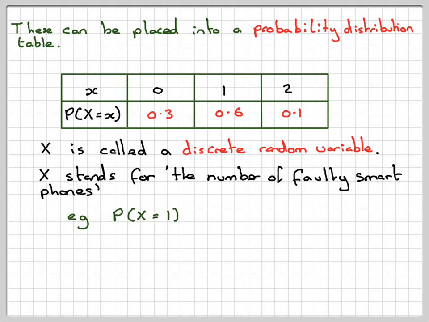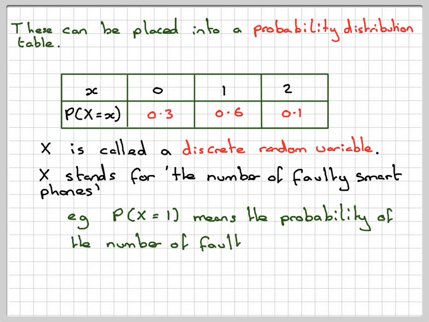For example, the probability that big X is equal to 1, which is this case here, means the probability of the number of faulty smartphones being equal to 1, and the answer, the probability, is 0.6. That's what it means. The probability that X is equal to 2 would be this one. The probability that X is equal to 0 is 0.3. So this discrete random variable can only take on values 0, 1 and 2.